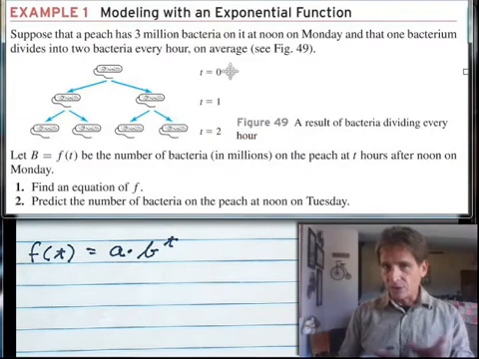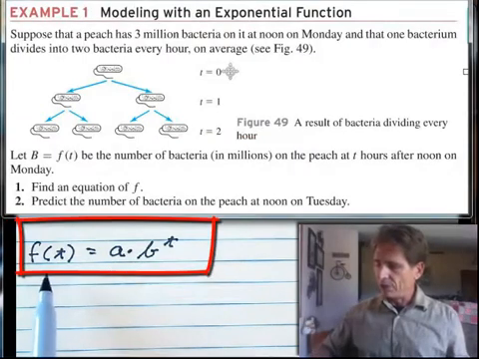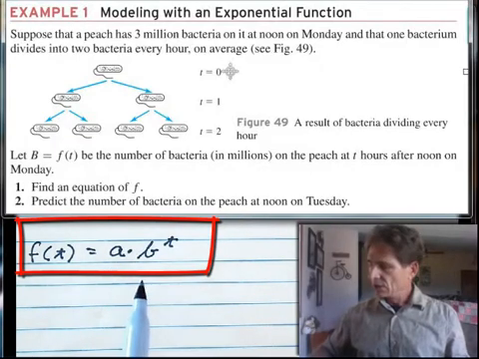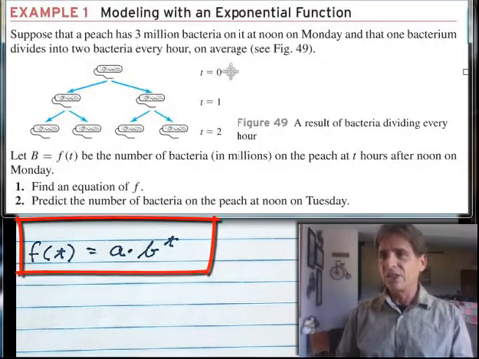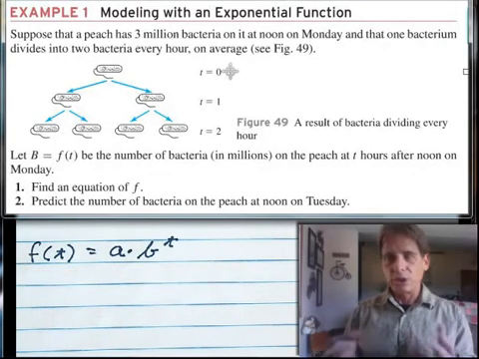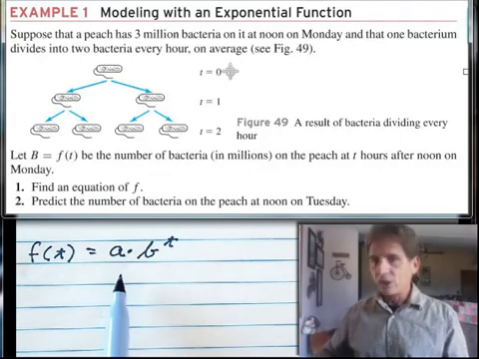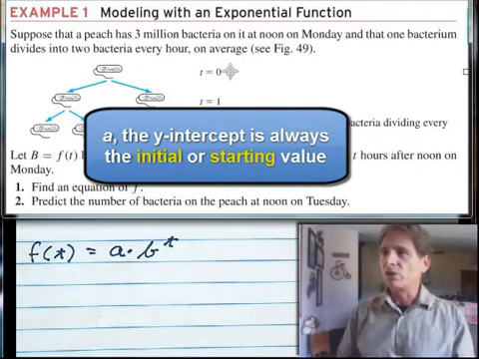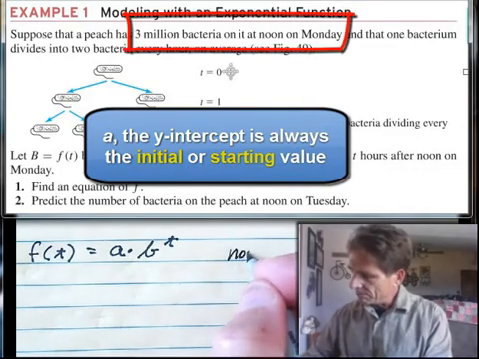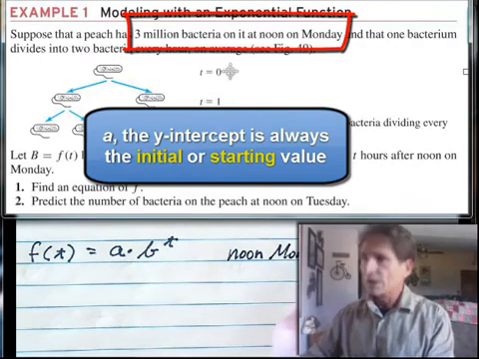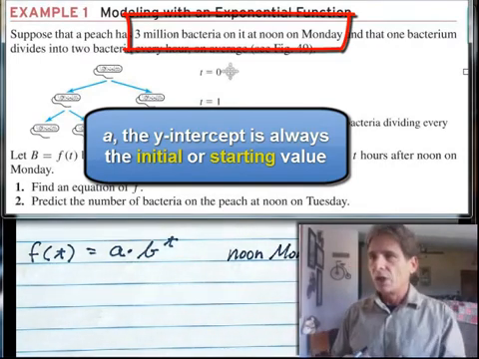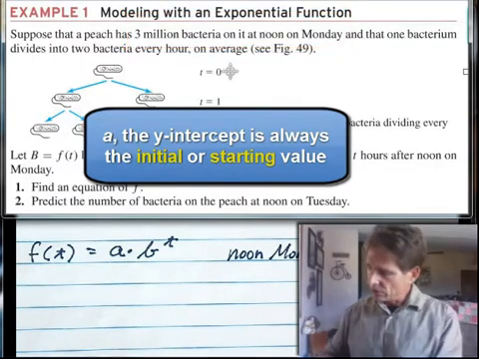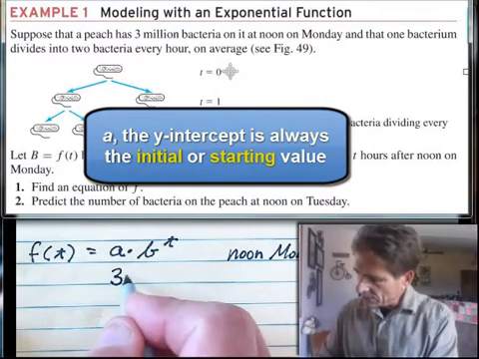So again, we're using exponential functions. So we're using f of t because that's the format they wanted, equals the y-intercept times the base multiplier raised to the t, where t is the time in whatever units they're using. Well, the y-intercept is always the initial position. And the initial position was at noon on Monday. And at noon Monday, there were 3 million bacteria. So the time is noon Monday. The amount is 3 million. So A would be 3 million.